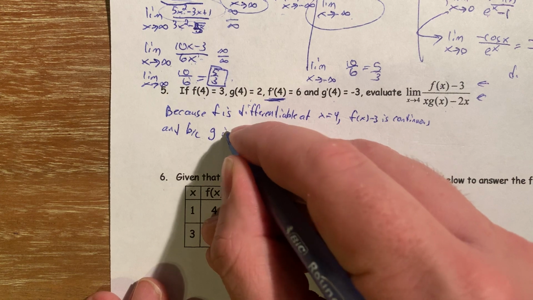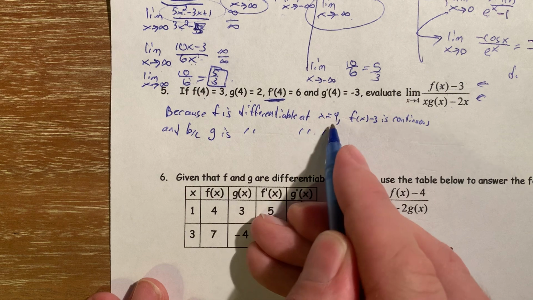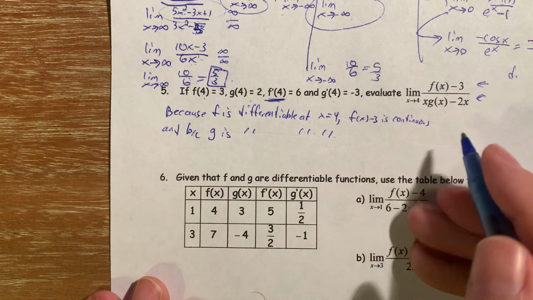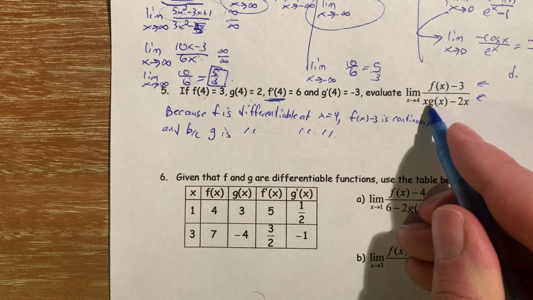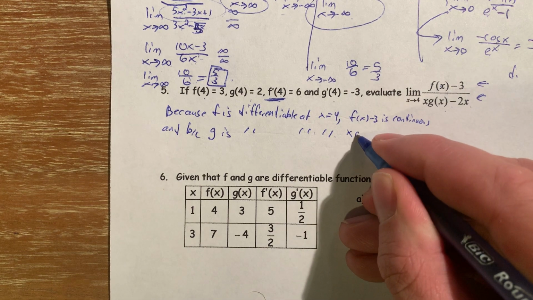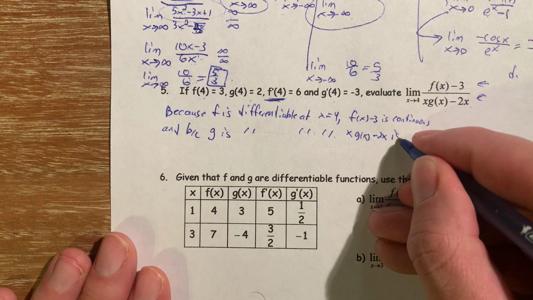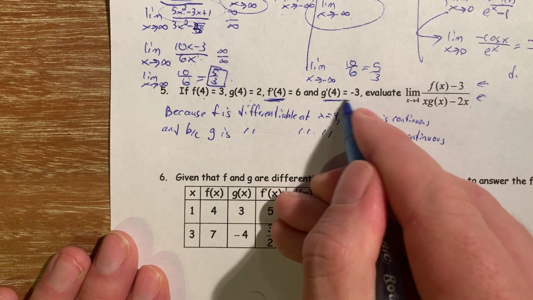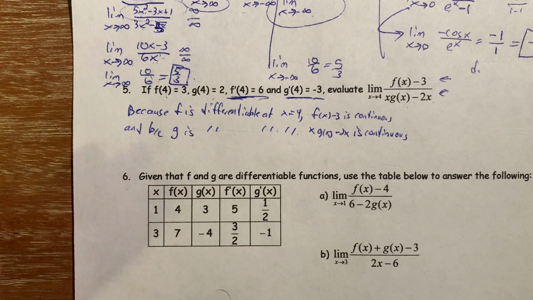Because g is differentiable at x equals 4, these quotes say the same thing that was above. When we multiply g of x times something that's continuous, it'll still be continuous. And when we subtract a continuous function, it's still continuous. So the fact that they told us the derivative exists means, as we learned last semester, that the function must be continuous.